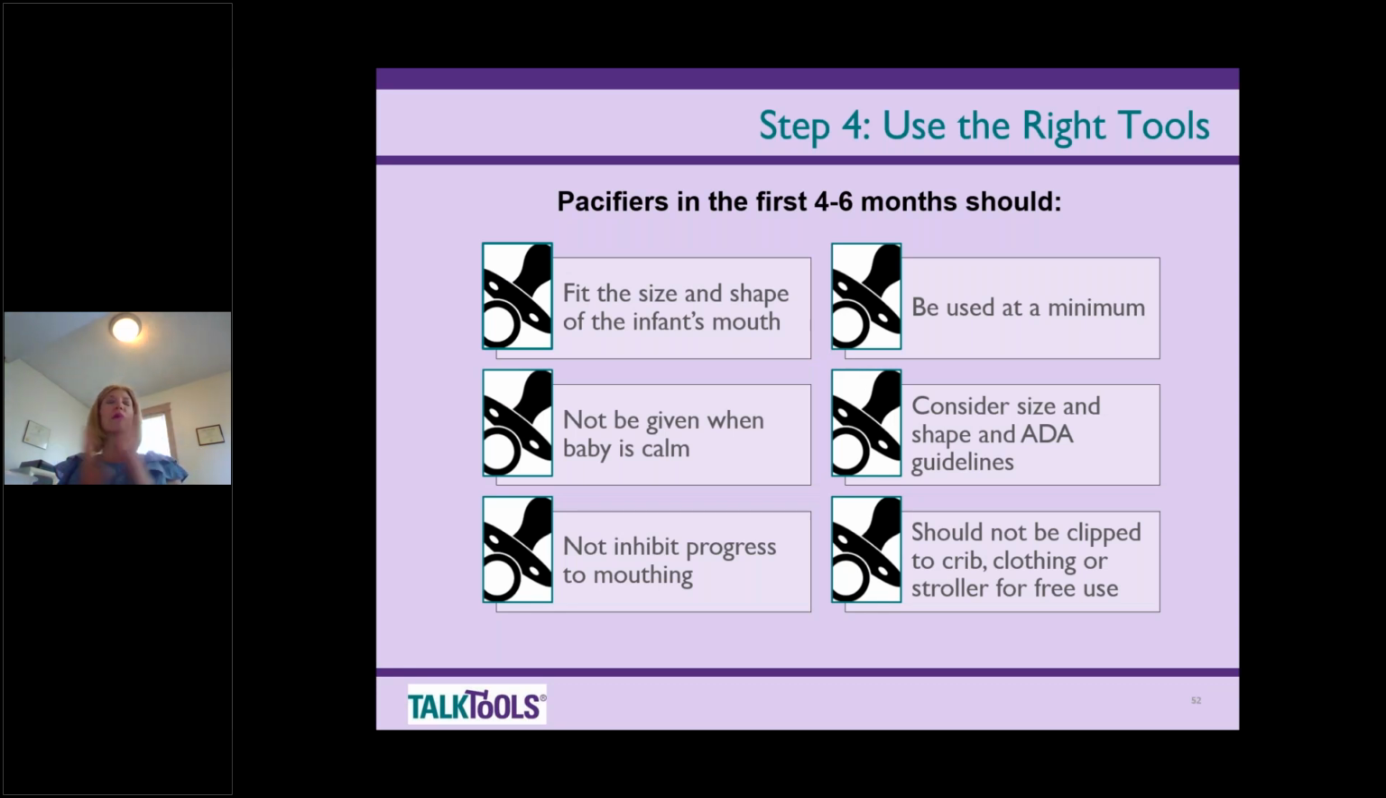Using the right tools will mean, in the first 4 to 6 months, if parents want to have a pacifier, it should fit the size and shape of the infant's mouth. If you have a preemie baby, for example, you do not want a really big pacifier. Pacifiers should not be used when the baby's calm.